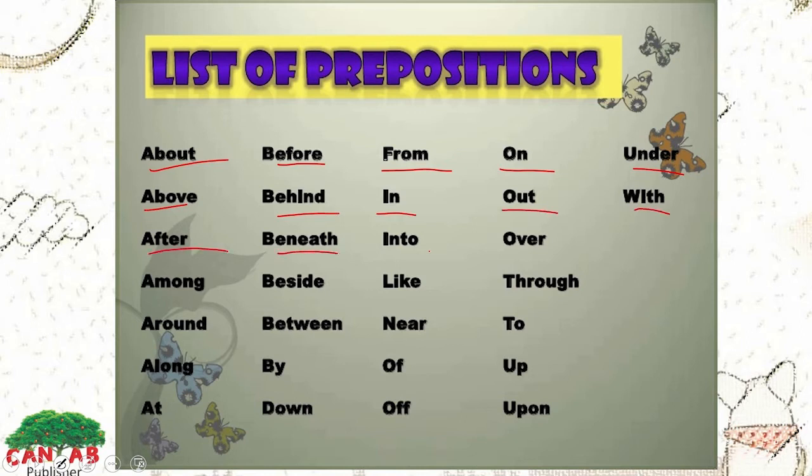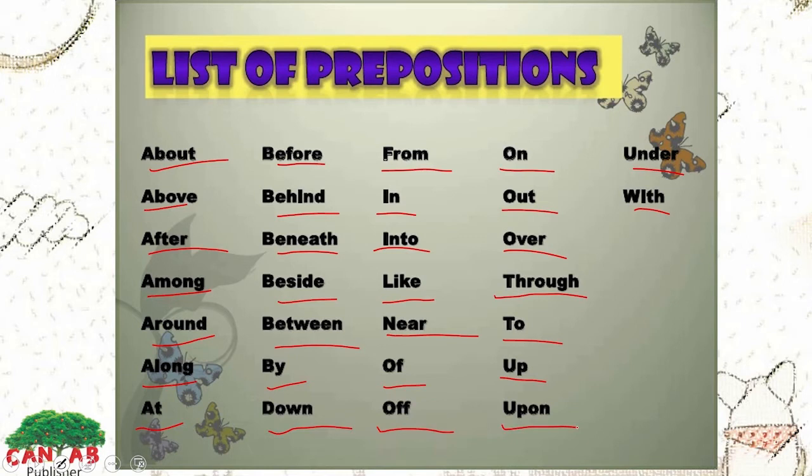This is a list of prepositions here: about, before, from, on, under, above, behind, in, out, with, after, beneath, into, over, among, beside, like, through, around, between, near, to, along, by, of, up, at, down, upon. Let me give you some examples by using these prepositions here.